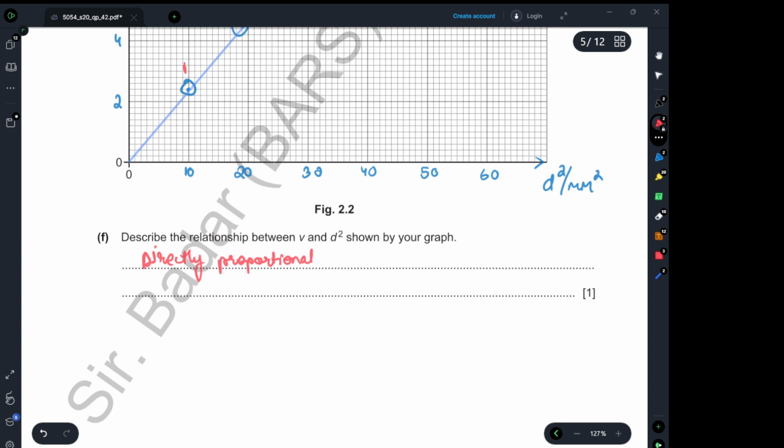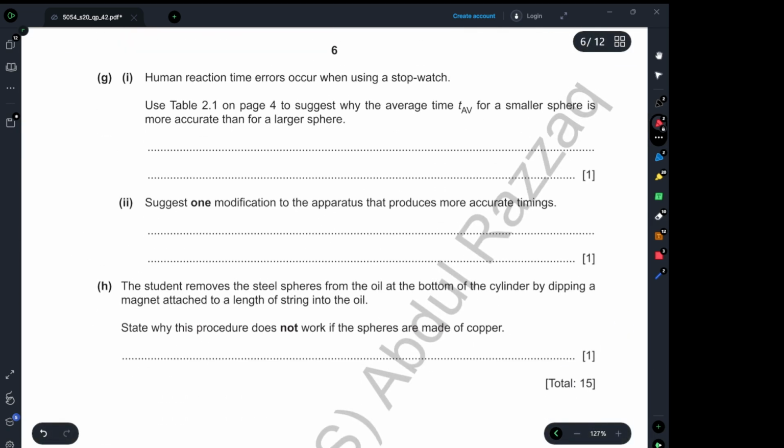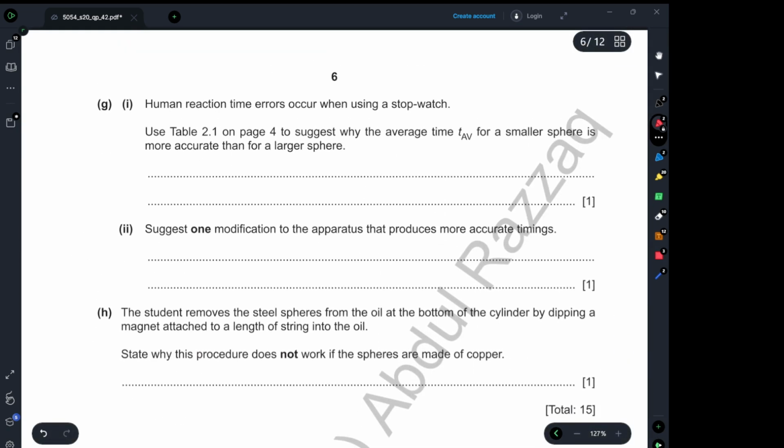ठीक है. And then we can say कि भाई very simple. The next part है G part 1. Human reaction time errors occur when, ठीक है, blah blah blah.